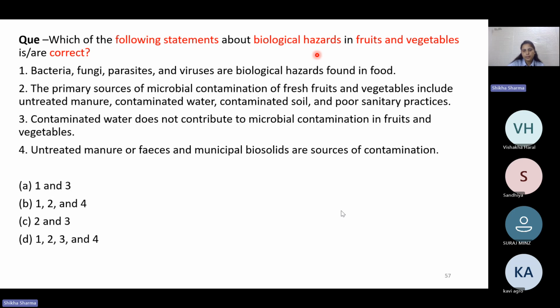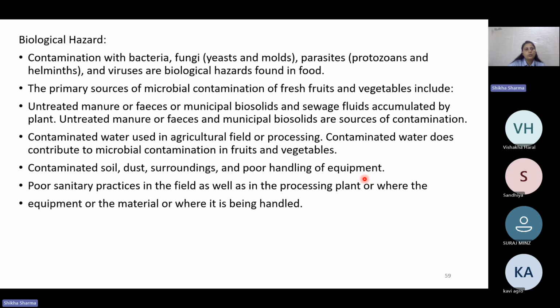Let's see option B, 1, 2, and 4. So we are talking about biological hazards, and 1, 2, and 4 are correct. Biological hazards are basically the contamination with bacteria, fungi like yeasts or molds, parasites like protozoans and helminths, and also viruses. So these come in the category of biological hazards if they are found in food.